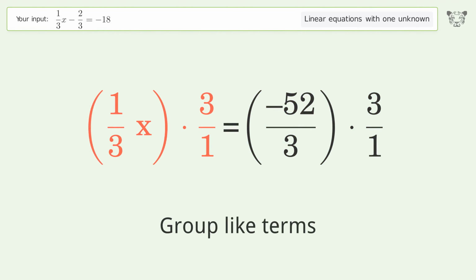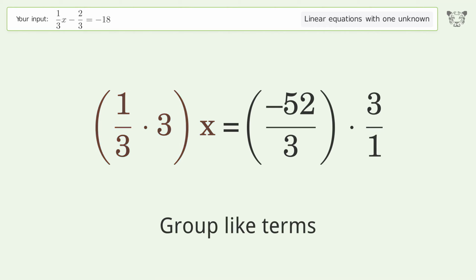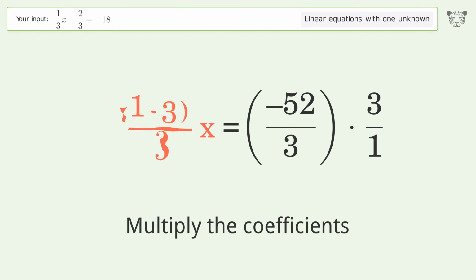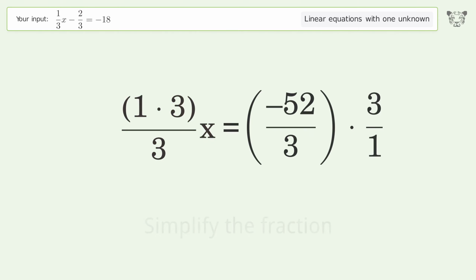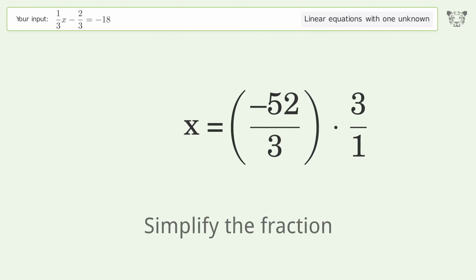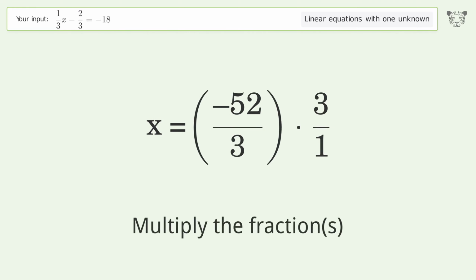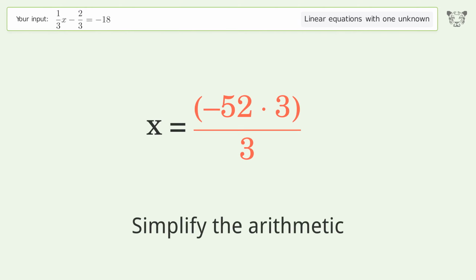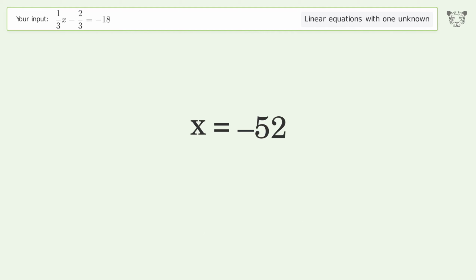Group like terms. Multiply the coefficients. Simplify the fraction. Multiply the fractions. Simplify the arithmetic. And so the final result is x equals -52.